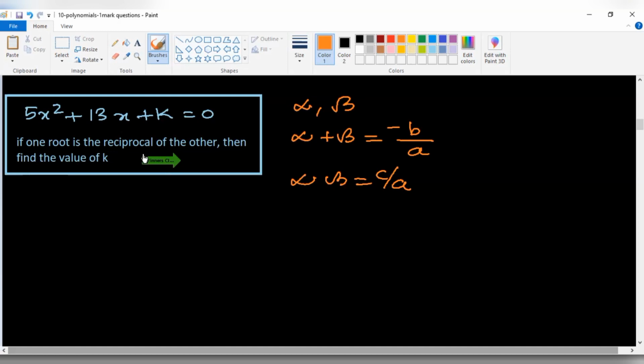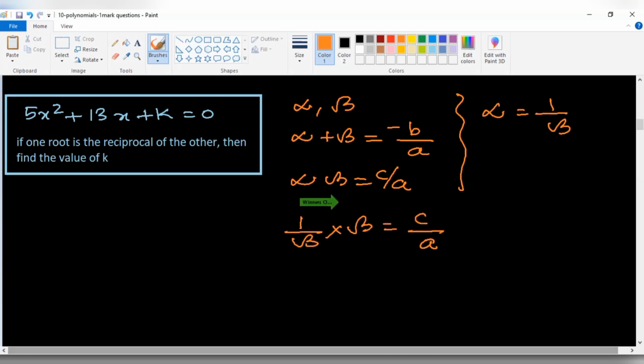If one root is the reciprocal of the other, then what? Alpha can be taken as 1 by beta, right? Alpha is same as 1 by beta. So if we apply it in alpha beta relation, in place of alpha, we can give 1 by beta into beta is equal to c by a. 1 by beta into beta is 1, right? We can cancel this. So what we get is c by a equals 1.